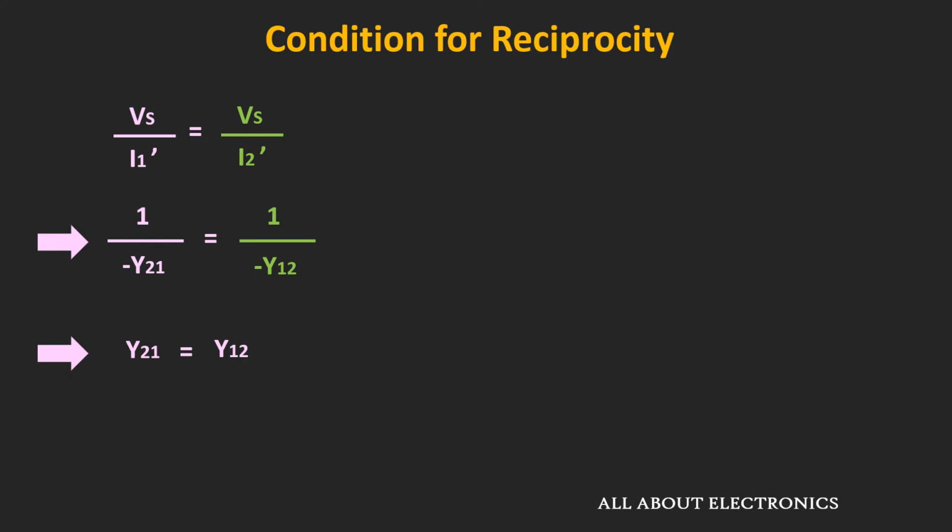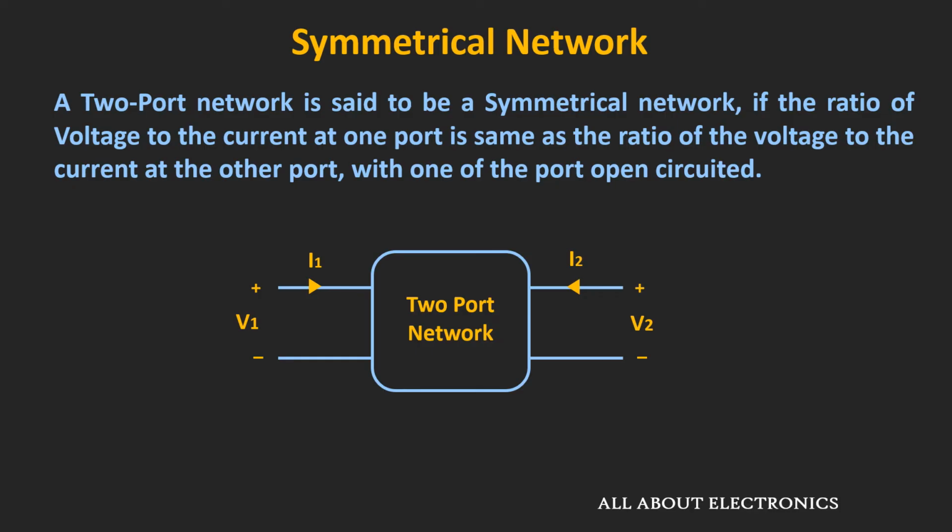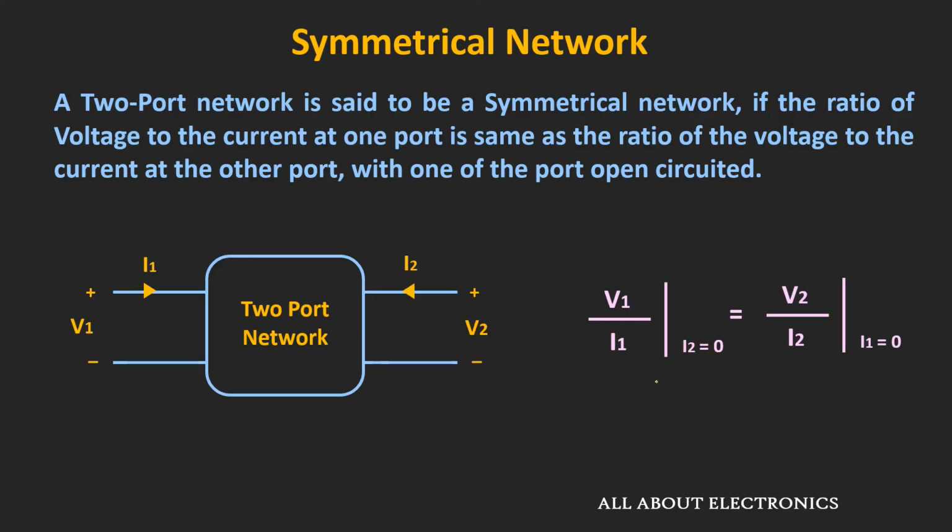Similarly, now let us see the condition for the symmetry. As we have discussed in the previous video, a two-port network is said to be a symmetrical network if the ratio of voltage to the current at one port is the same as the ratio of voltage to the current at the other port when one of the ports is open circuited. Or in other words, if the network is symmetrical, then the ratio of V1 and I1 when I2 is equal to 0 should be the same as the voltage V2 divided by I2 when current I1 is equal to 0.